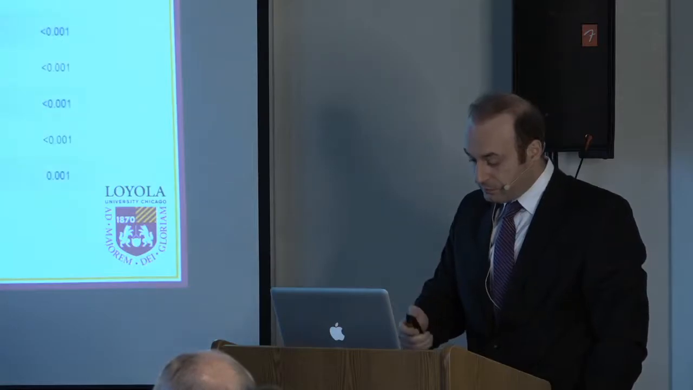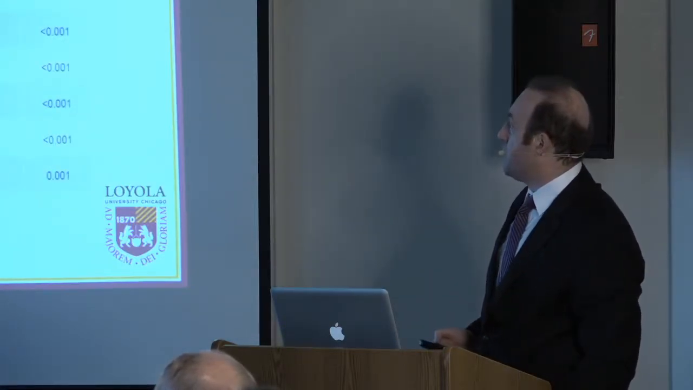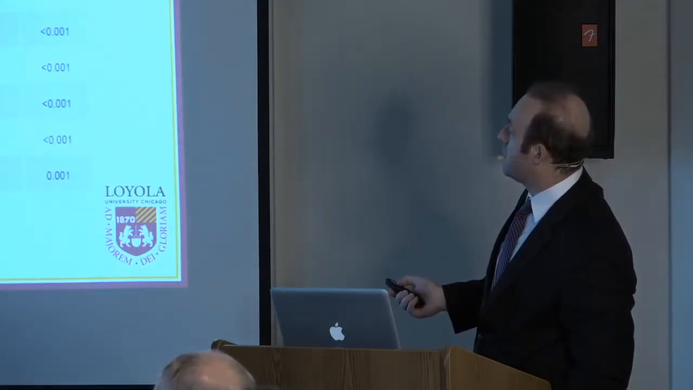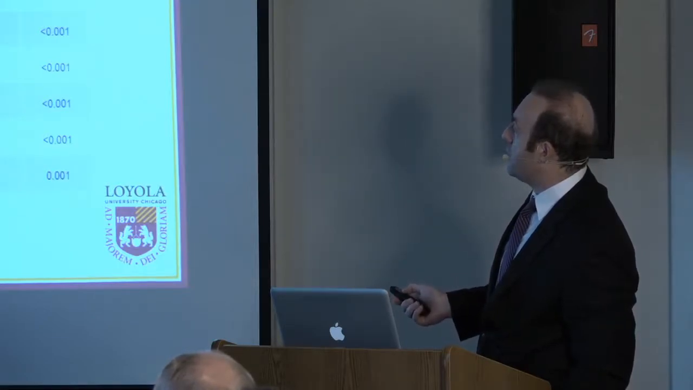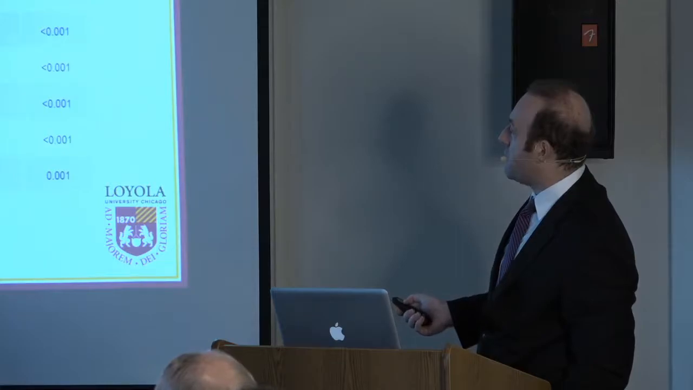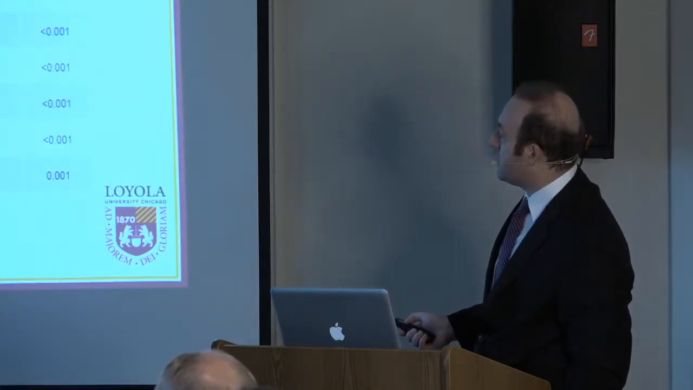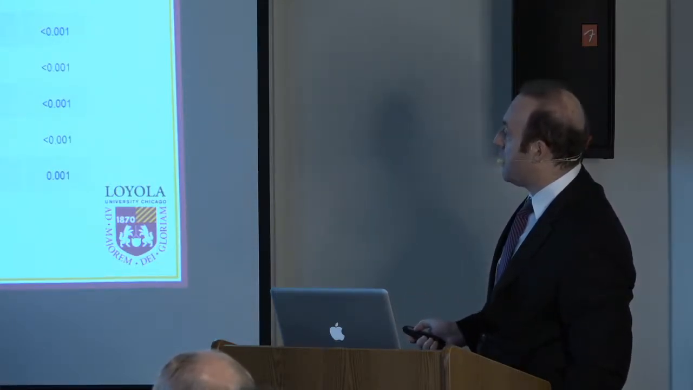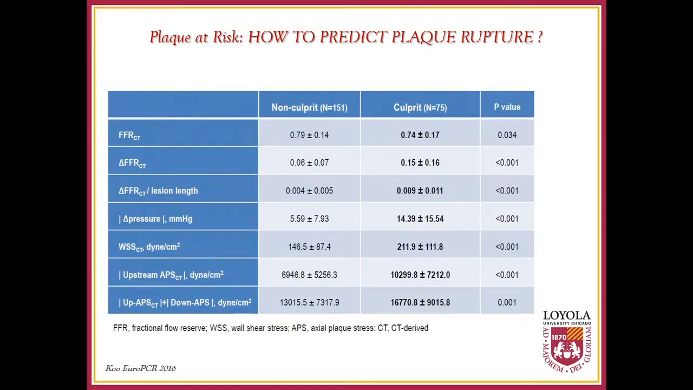And what the investigators were able to demonstrate is that culprit vessels had lower nadir FFR CT values, higher delta FFR CT gradients, higher delta pressure gradients across the lesions, higher wall shear stresses, and axial plaque stresses.